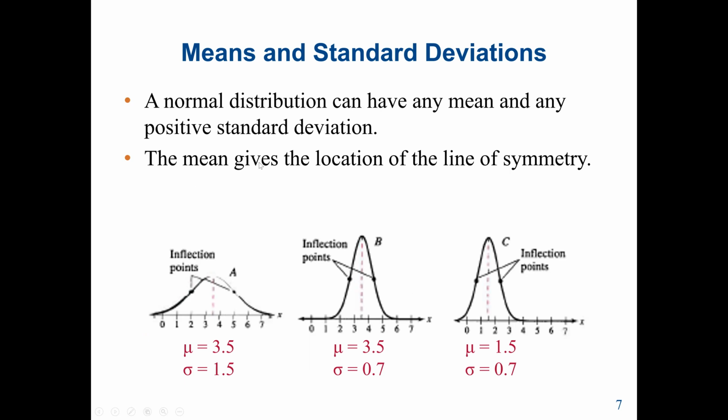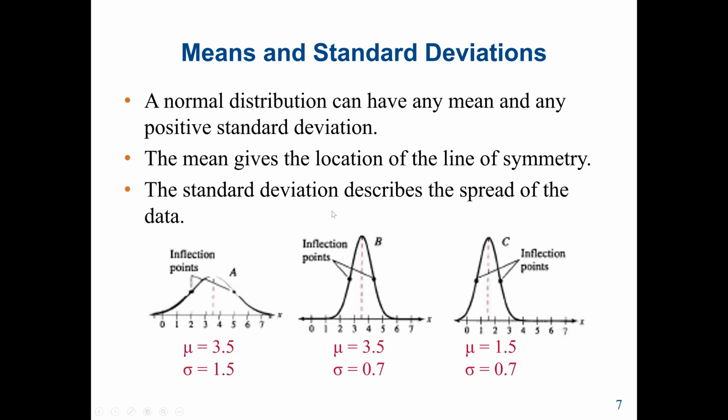So here we say the mean gives the location of the line of symmetry, because if the mean value is very small, the curve will shift to the left on the x-axis, or if bigger, it will shift to the right on the x-axis. So it gives the location. Then the standard deviation normally describes the spread of the data. So when the standard deviation is greater, the distribution will be wider, the curve will be wider, the spread is wider. And when the standard deviation is very small, the spread is smaller, so the curve will shrink in.